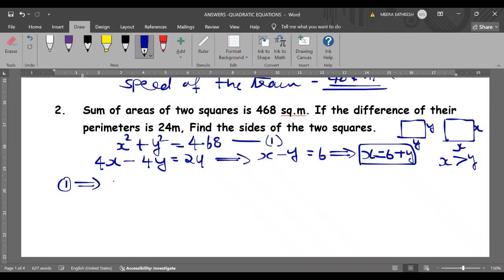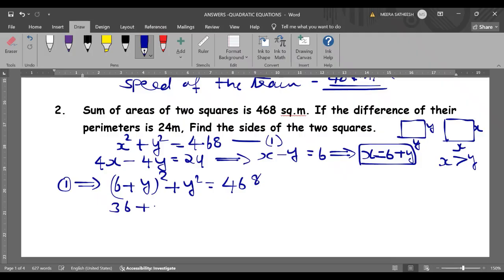So the first equation will become x square plus y square is equal to 468. For x only we have to substitute, no. So x is 6 plus y. So (6 plus y) whole square plus y square. That is equal to 468. Open it.